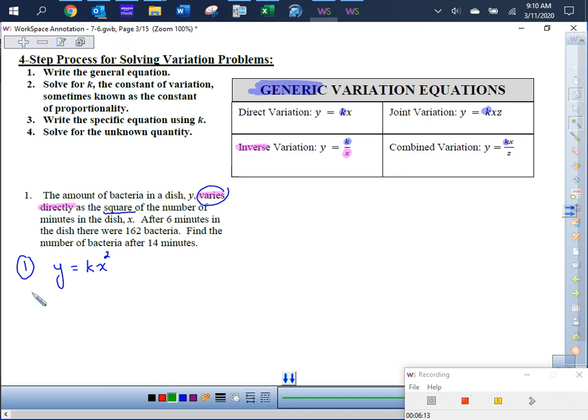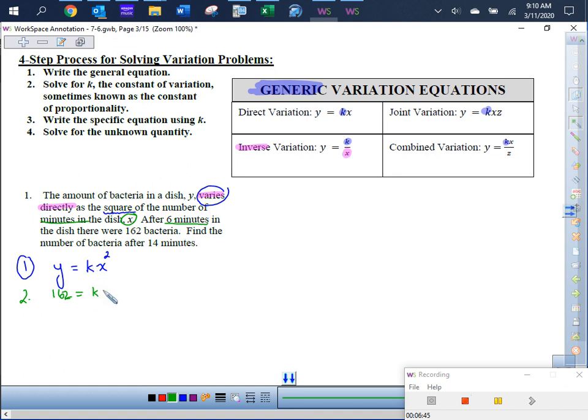Step two, let's substitute in and solve for k. So here's some info, right? They give us some stuff. Let's sub in. After 6 minutes in the dish, there were 162 bacteria. Tell me where the 6 can go in for, since it's minutes. Should it go in for x or should it go in for y? X is number of minutes, right? So we can put the 6 in for x. And isn't y the number of bacteria, right? So let's substitute in 162 is going to equal, see, we don't know k.